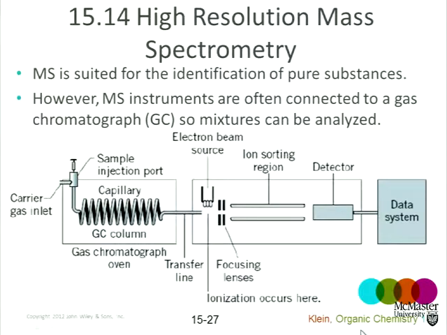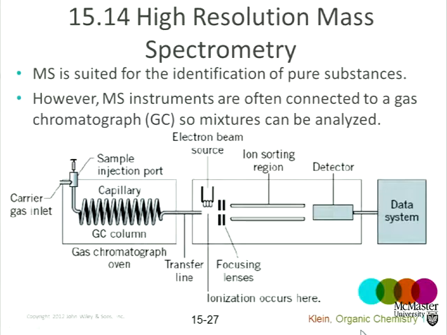Regular mass spec is suited to identification of pure substances. If I put a mixture of two compounds into the mass spectrometer, it's going to be very difficult to determine if I have two separate molecular ions or I have one ion and its fragment, right? Because of fragmentation, we don't just get a single signal from a single compound. So mass spectra of mixtures are very complicated, hard to interpret.